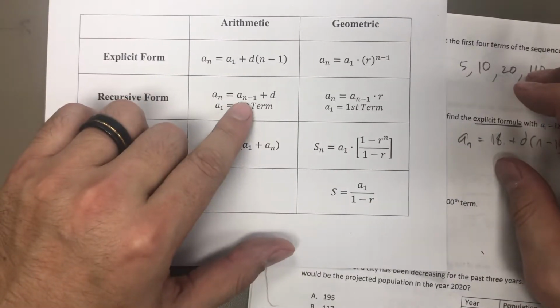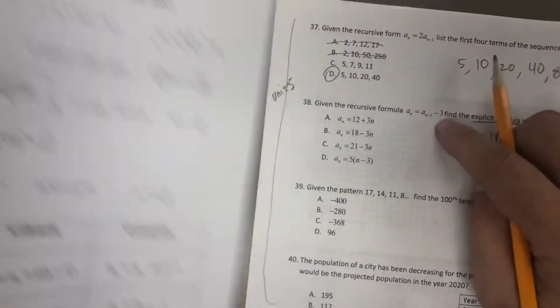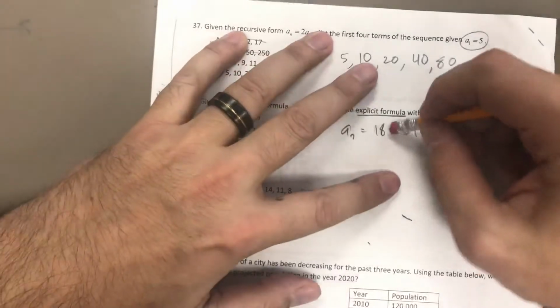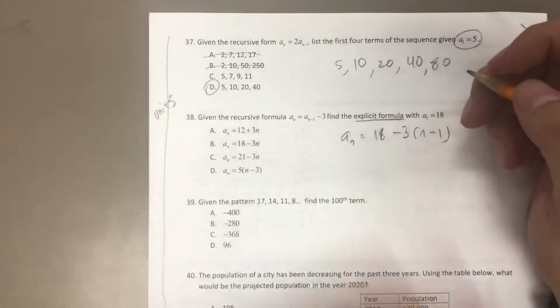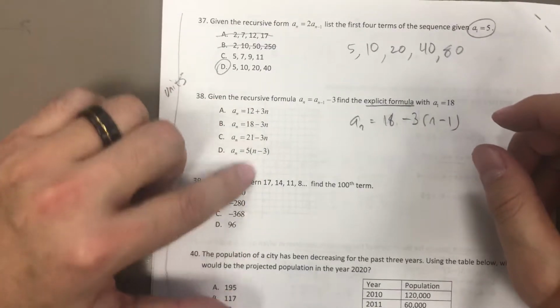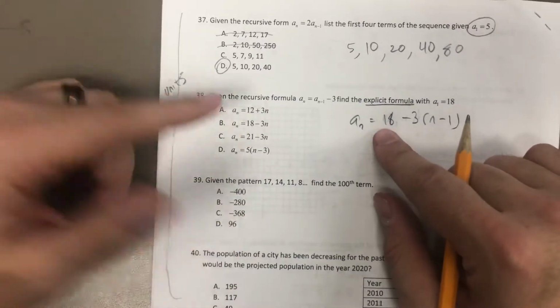If we go back to the recursive rule, an plus d, the d is whatever's adding on there. So in this case, it's negative 3. So I just change that to a negative 3. And I've got my explicit pattern. Notice that it doesn't look like any of these ones, right? The 18's there, but that's it.